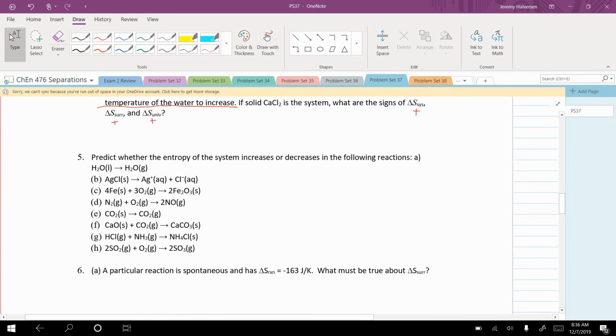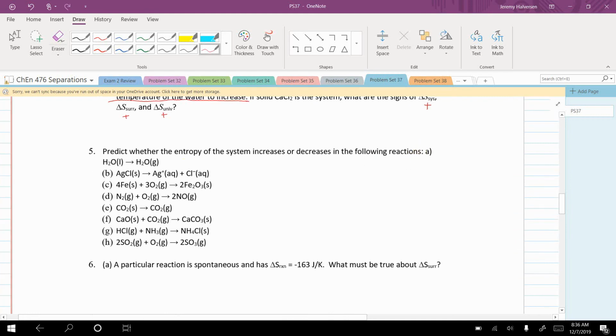Predict whether the entropy of the system increases or decreases in the following reactions. Liquid water going to gas, that's going to increase because of the phase. First, I'm going to look at phase. After I look at phase, I'm going to look at number of particles if the phases don't change. Here, solid to aqueous, that's an increase because that is a less ordered state. Solid and gas goes to solid, so you're losing that gas in a solid, so that must be going down. Gas, gas, gas, so that doesn't tell me anything. So now I'm going to look at the number of particles.